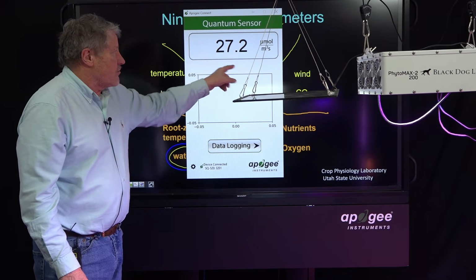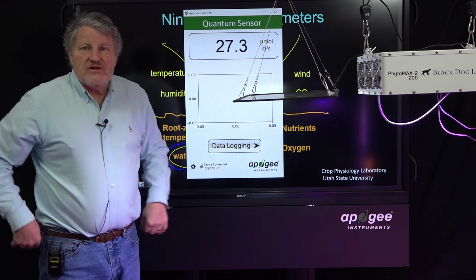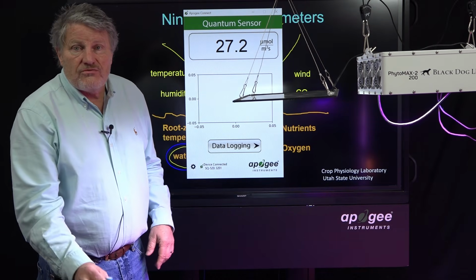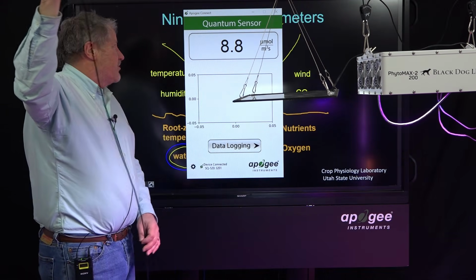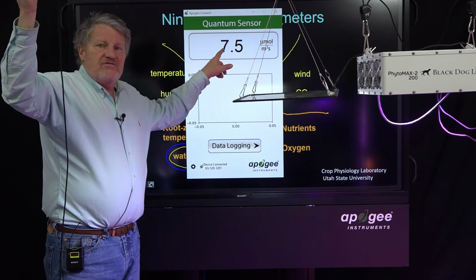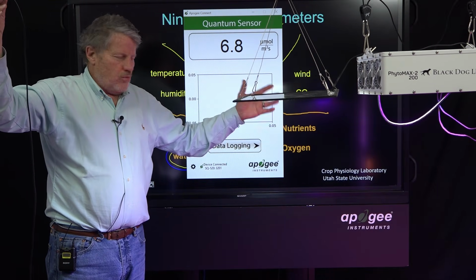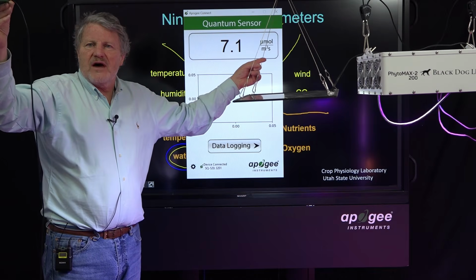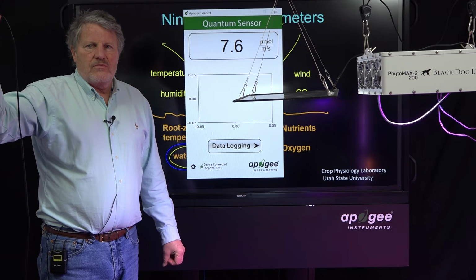Here's the number right here. We'll get into what this means in just a second. But it's 27 micromoles of photons right now. That's the light from the studio. If I put this over here, 7. Now 7 is plenty of light for humans to work in. A well-lit office has 7 micromoles. That is way too low to grow cannabis.